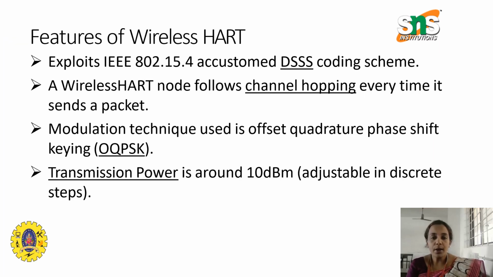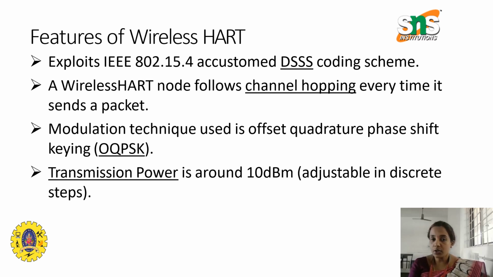Wireless HART also exploits IEEE 802.15.4. It makes use of the direct sequence spread spectrum coding scheme for encoding. It uses binary phase shift keying, and offset quadrature phase shift keying is also used. The transmission power is adjustable, and it is in the range of 10 dBm.